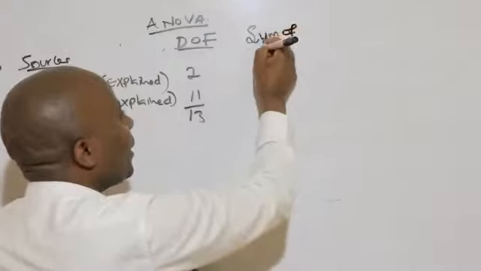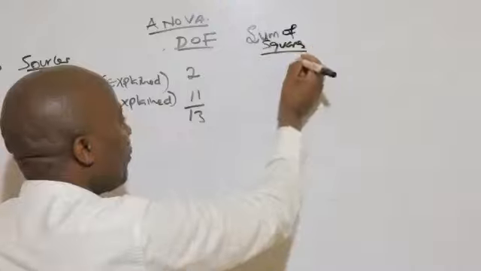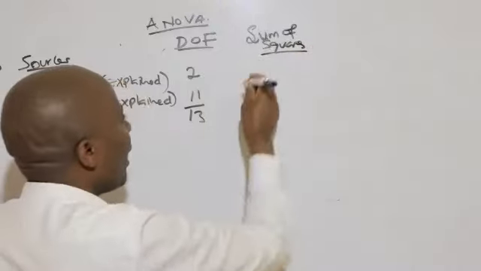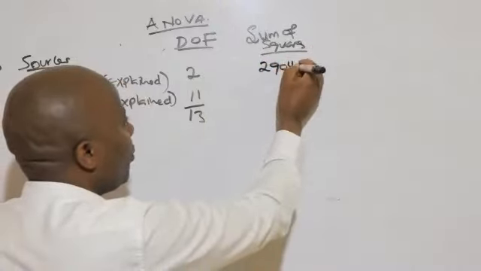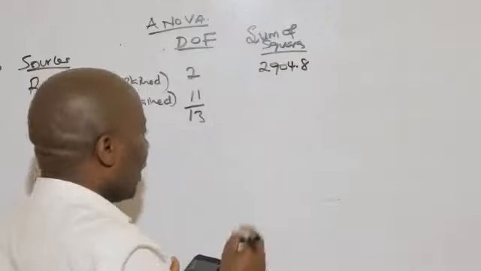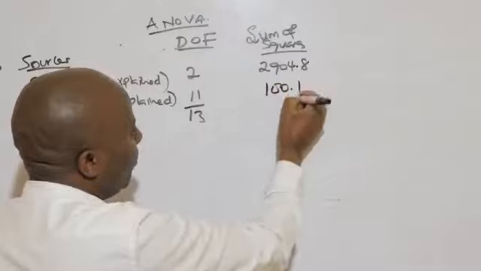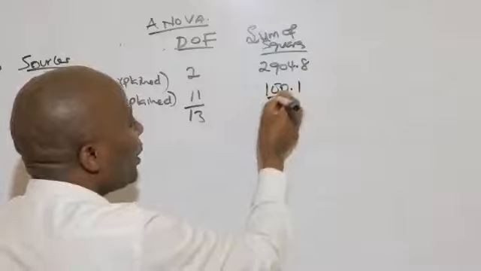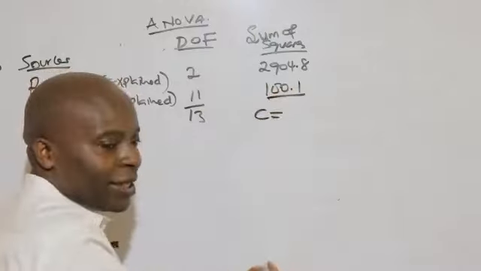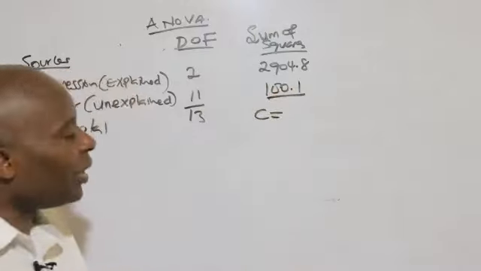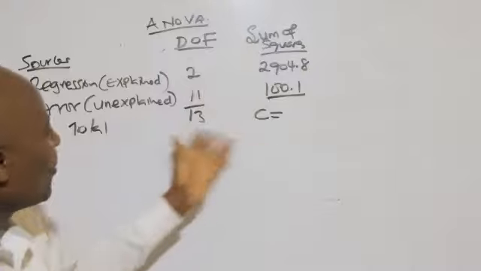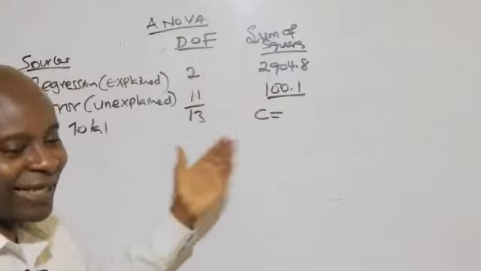So they have given us the sum of squares. Here I can see 2904.8, and then here I have 100.1. So you see, they want you to evaluate C. This is quite a good examiner. C is the total of the 2. You add.